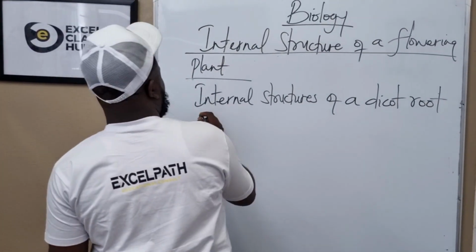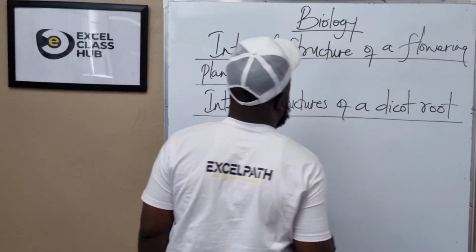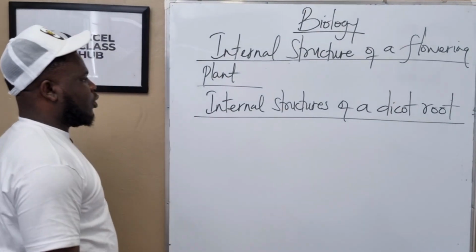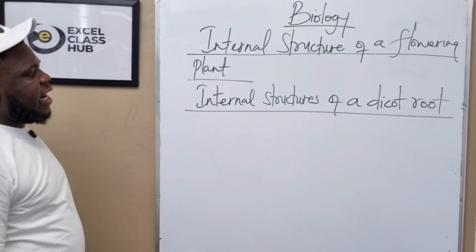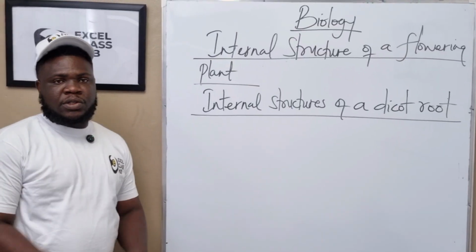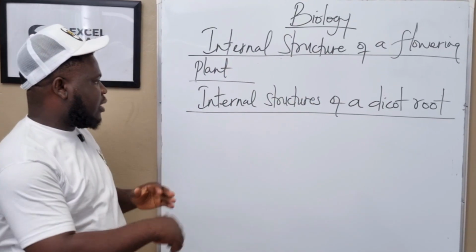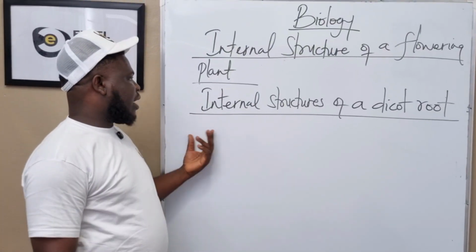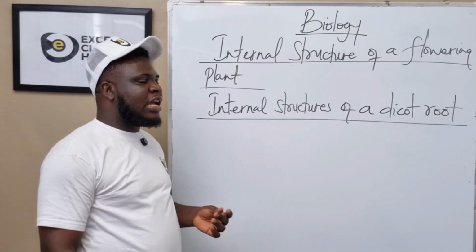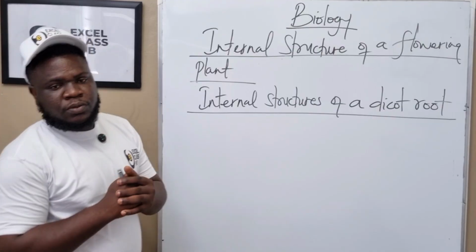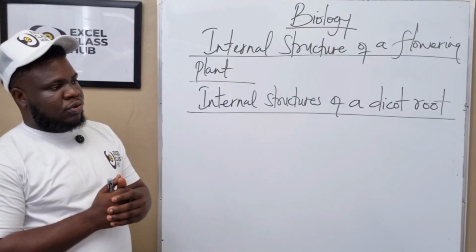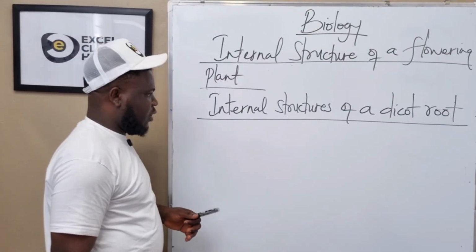The internal structures of a dicot root. By dicot, I mean dicotyledons. So we want to look at the internal structures of a dicotyledonous root. Now, take note of this.